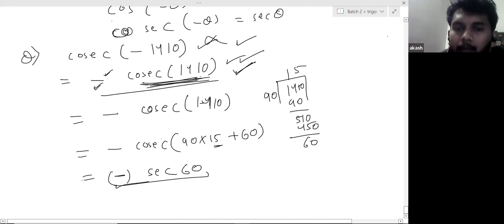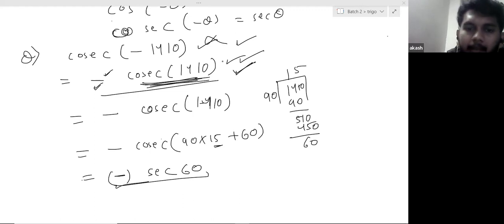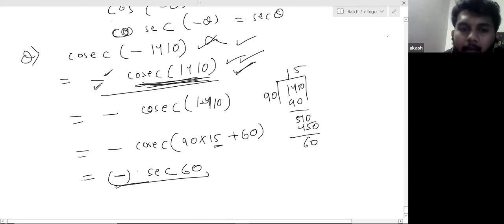All right. So 1410, which quadrant? Can you tell which quadrant 1410 lies in? Fourth quadrant, right? So in the fourth quadrant, cosec is negative. So another negative sign will be multiplied here. So this becomes positive sec 60. And the value of sec 60 is 2. This is clear?